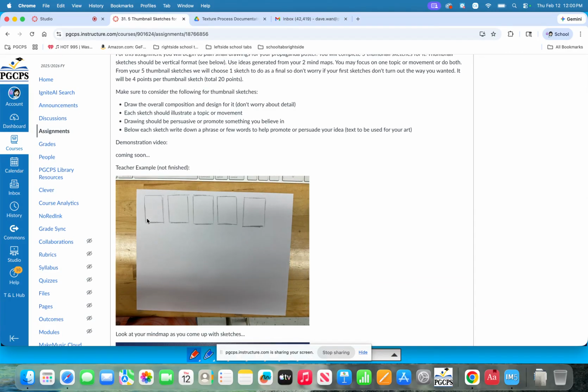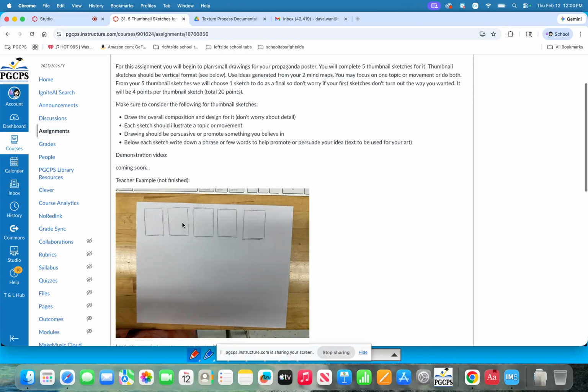Just make sure they're a vertical format, so it's going to be taller, up and down. We did horizontal for your landscapes. We'll do vertical for this. In most cases, posters are vertical format.